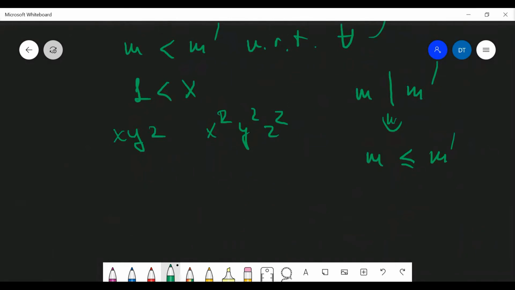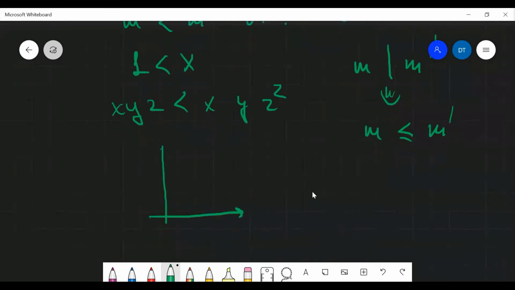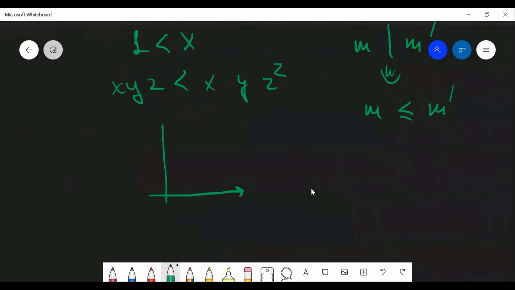Yeah, exactly, what's written here. I mean x to the power 1, y to the power 1, and z to the power 2. Yeah, it's also possible to do it like this, because this one divides this one, and it doesn't matter which order of variables you take, you have this.